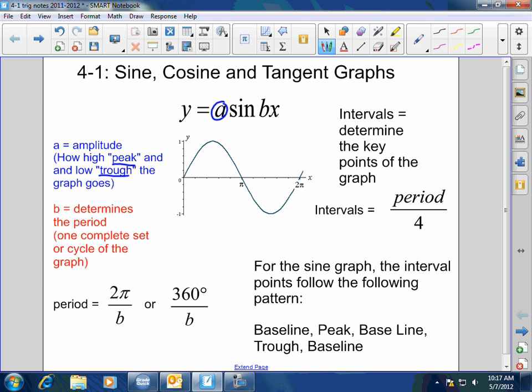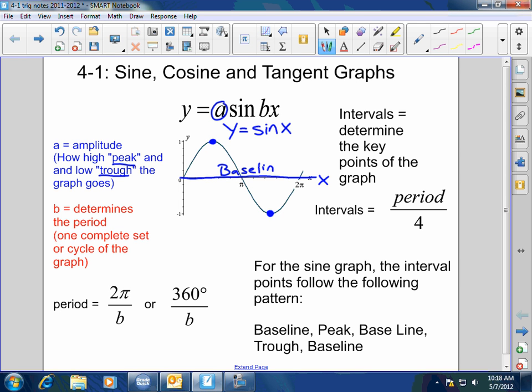In this particular case, this graph that we're seeing here is basically sine of x, so there's an invisible 1 as the coefficient in front of the sine. That is why my peak is up here at 1, and my trough is down here at -1. Now, the amplitude goes up and down from what's called a baseline. At this particular stage in the game, the baseline is the x-axis.